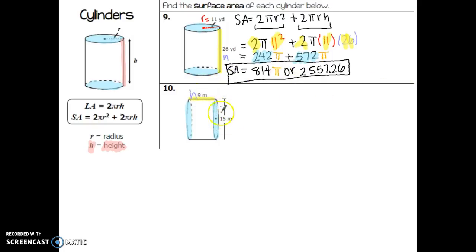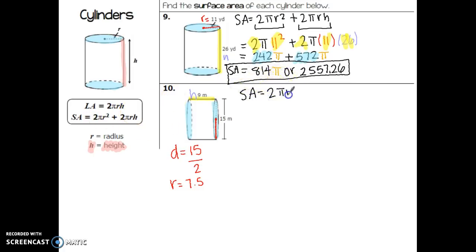But in this case, we're not given our radius, we're given our diameter. So our diameter is 15. Luckily for us, we know that my radius is just half of that. So from the center to the edge, I'm going to divide this by 2. And my radius ends up being 7.5. And I'm going to come over here and say SA, and I will be copying down my formula.